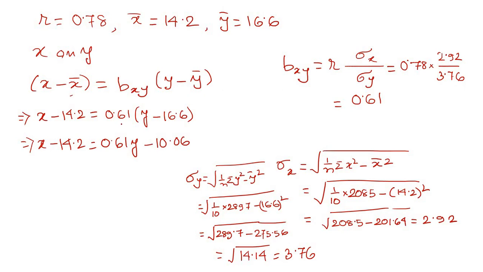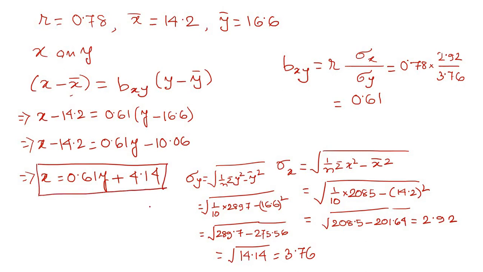This is on multiplication, 6.61 with 16.6. So ultimately we get x equal to 0.61 y plus 4.14. So this is the equation of x on y. This is how we conclude this problem. So we get the equation of x on y.